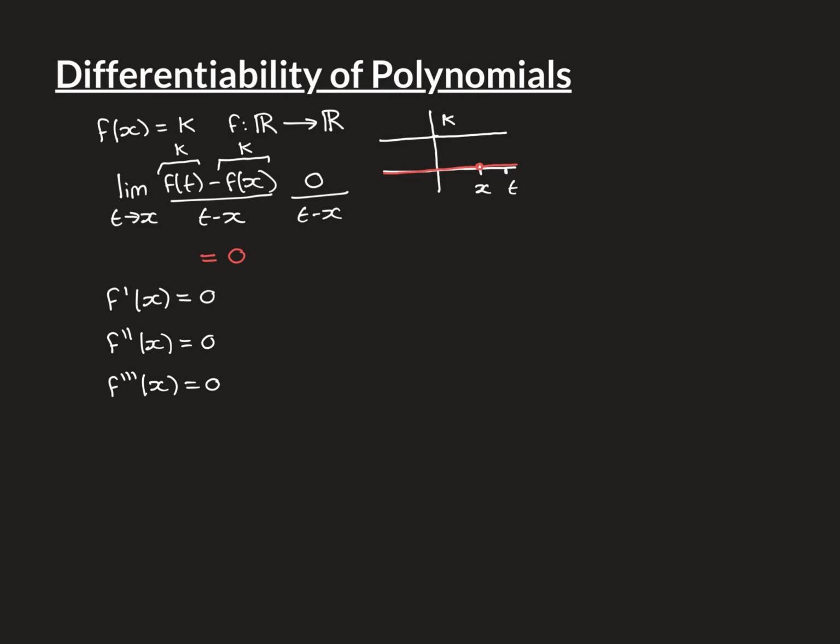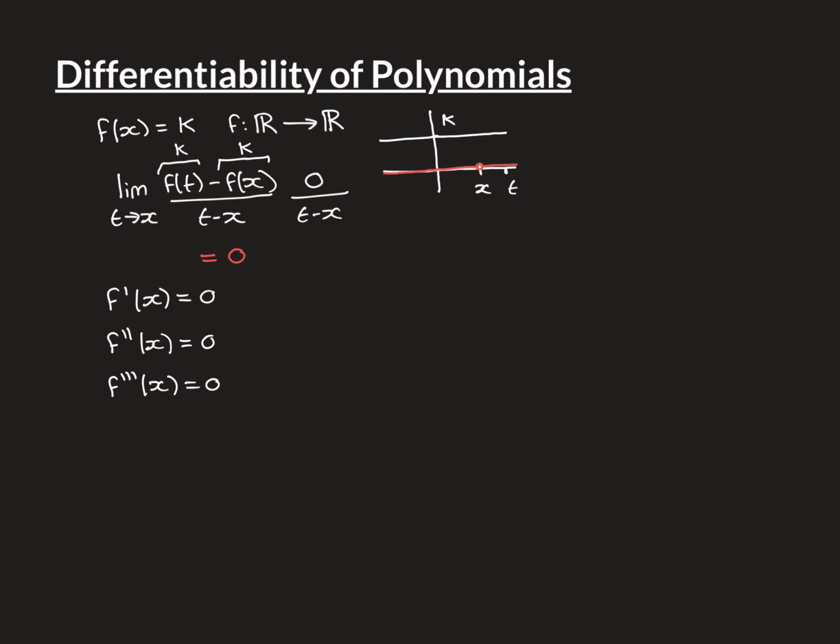And you can continue this on. The fourth derivative will exist everywhere, and it will have value 0, the fifth derivative, etc. So constant functions are differentiable everywhere, and they are then infinitely differentiable because their derivative is also going to be a constant function over the entire real line.